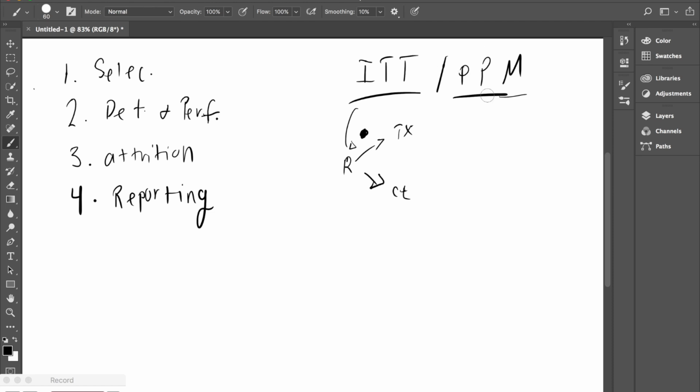Well, the per protocol method says that they never received the treatment, so given the fact that they didn't receive the treatment, they should be treated as the control group, right? They didn't receive any treatment. The intention to treat protocol says, no, they were randomized into the treatment group, and even though they didn't receive the treatment, they should be treated as though they did receive the treatment. And then you might ask, well, how is that even fair, right? They didn't receive the treatment. Why aren't they being treated as though they were in the control group?